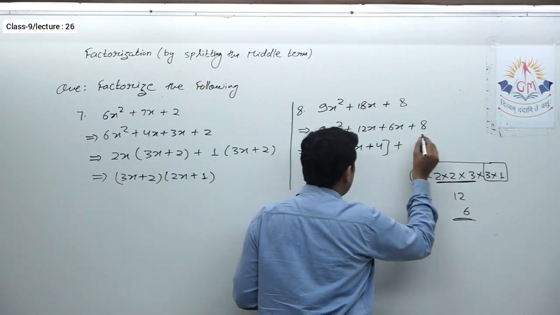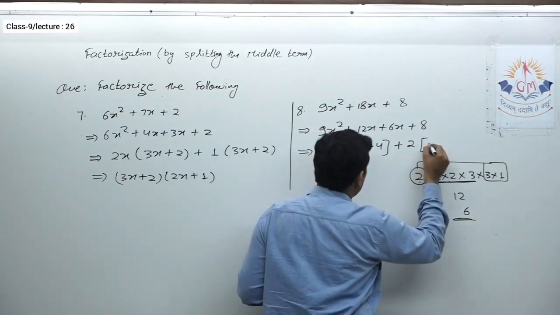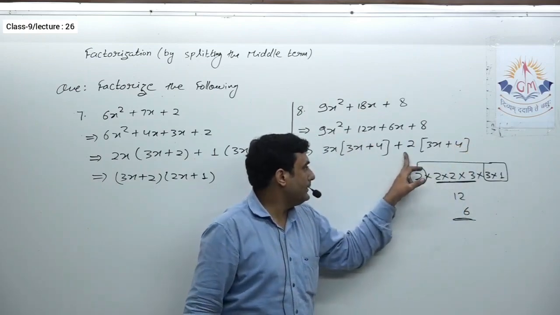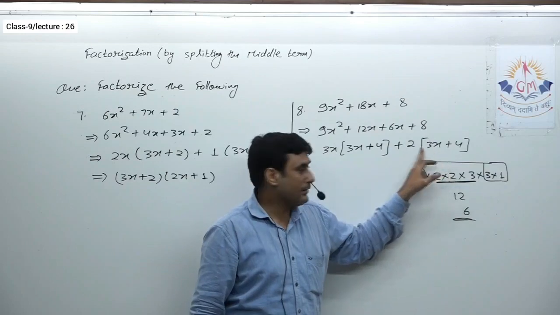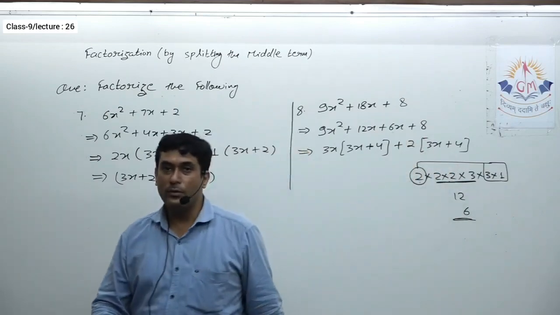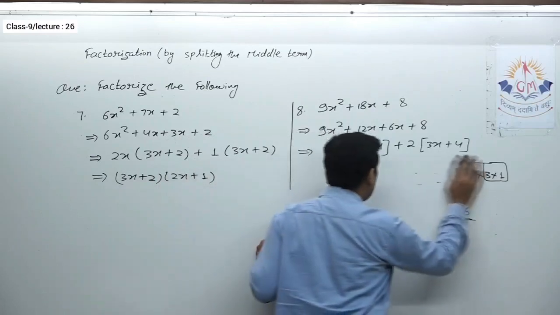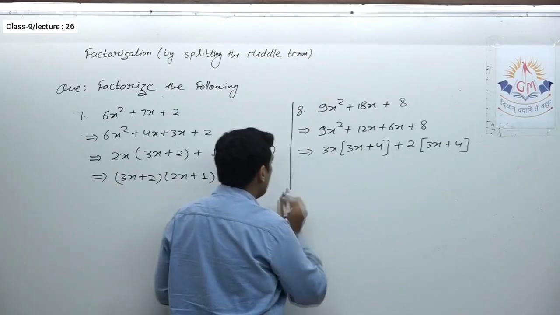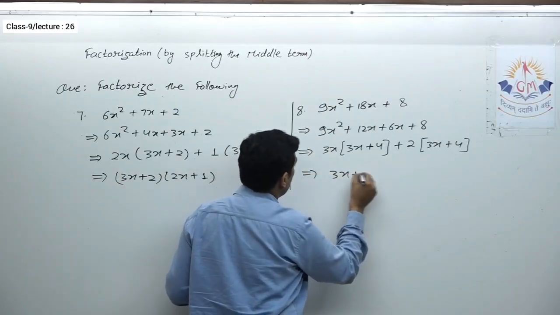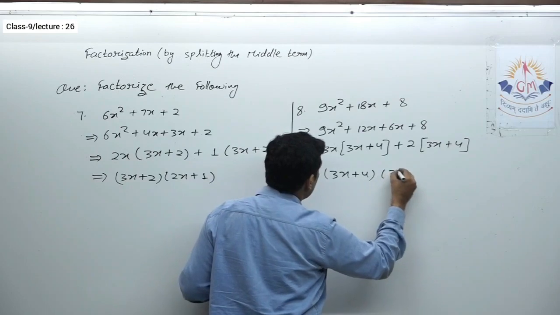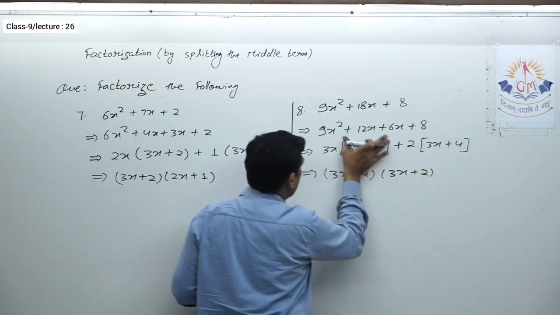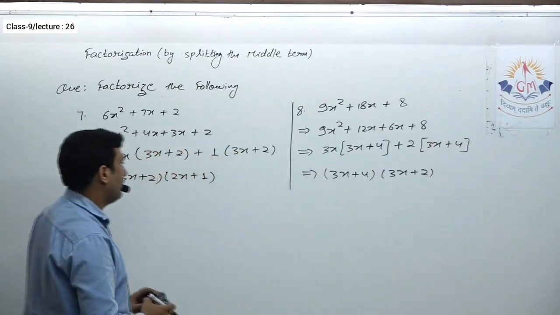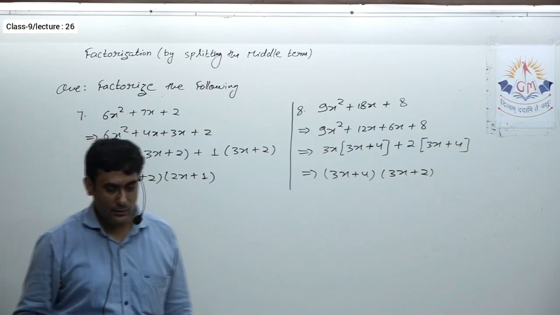Now from these two what can I take common? 2, only 2. So 3x plus 4. Okay. You can again check over here, 2 into 3 that is 6x, and 2 into 4, that is 8. Now what common can we take from these two terms? This is the first term, this is the second term. From these two we can take common 3x plus 4. And what are we left with? 3x plus 2. Isn't it? If I hide this, I will get 3x. Similarly over here 2. So these are the factors of the given expression. So please note it down.